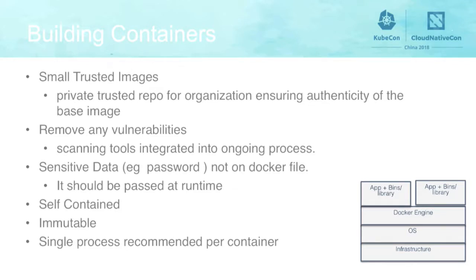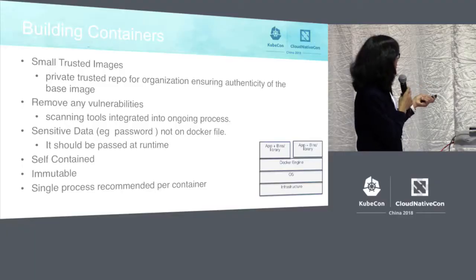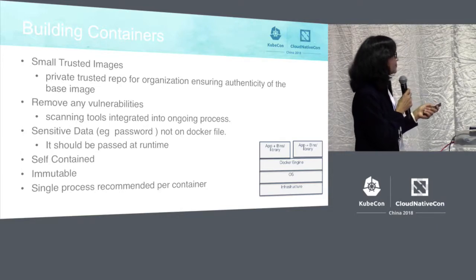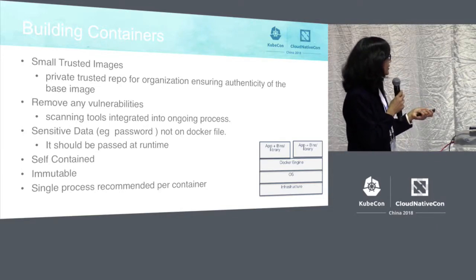Immutable. You should have the same image for all your environments. As I say that, I know there are some places where it's compromised. It's not the same container image in your production and dev, but that's the key here, to make your container image immutable. And single process per container. I think we're all agreed on that one.